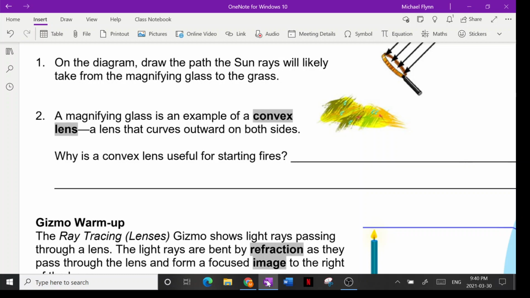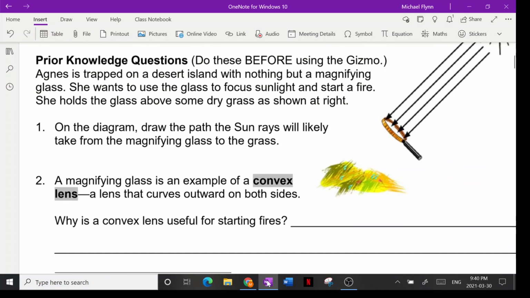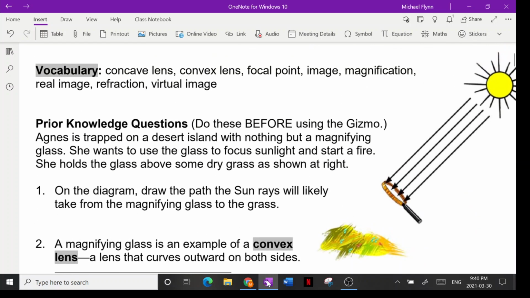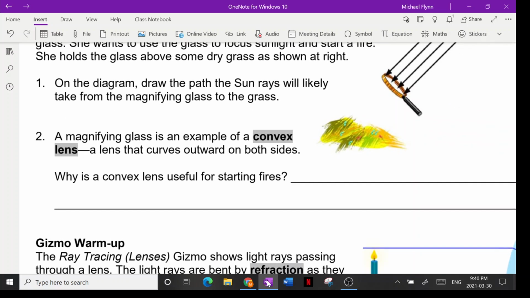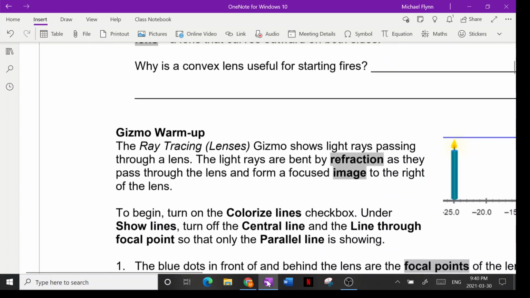It says here, why is a convex lens used for starting fires? Can I just tell you that parallel rays will focus at the focal point? Because that focal point works that way, the light actually converges on the focal point, and you can, say, burn a hole in a piece of paper or something like that. See, that's what convex lenses are for. They're magnifying glasses.